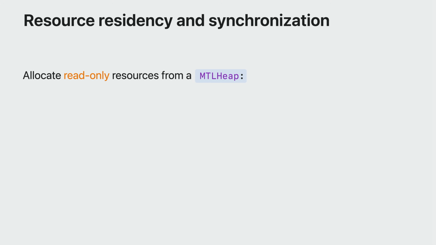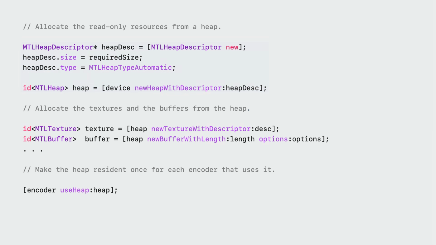The recommendation is to group all read-only resources in big heaps. That way, you can just call use heap once per encoder, and all your read-only resources will be made resident for the duration of that pass or render stage, ready to be accessed by the shaders. This is how you can do it.